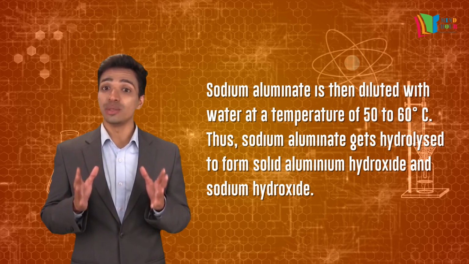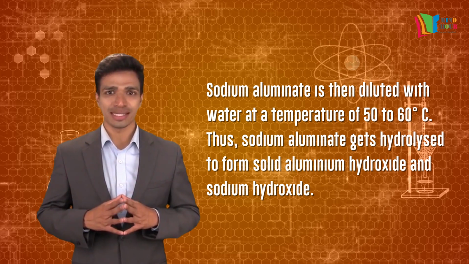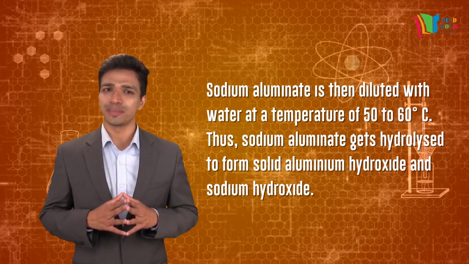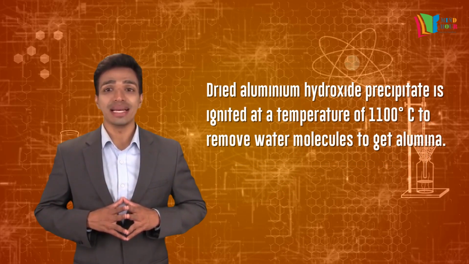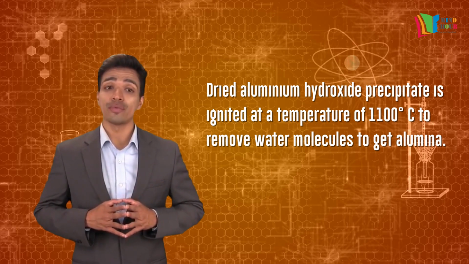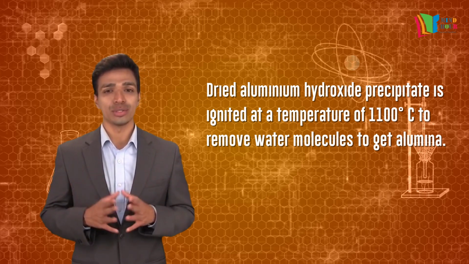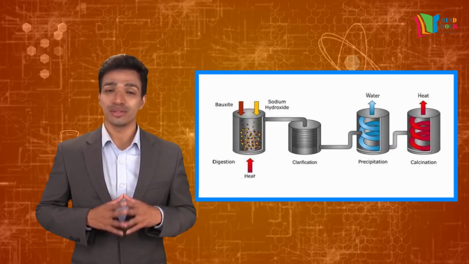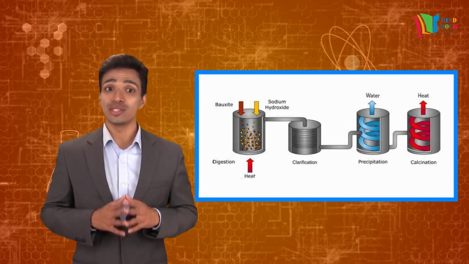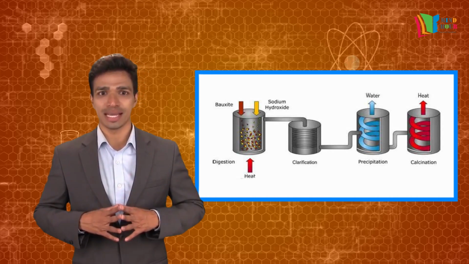Thus, sodium aluminate gets hydrolyzed to form solid aluminum hydroxide and sodium hydroxide. Finally, dried aluminum hydroxide precipitate is ignited at a temperature of 1100 degrees Celsius to remove water molecules to get alumina. Bauxite is also concentrated through Hall's process, in which sodium aluminate is prepared by adding sodium carbonate to bauxite.